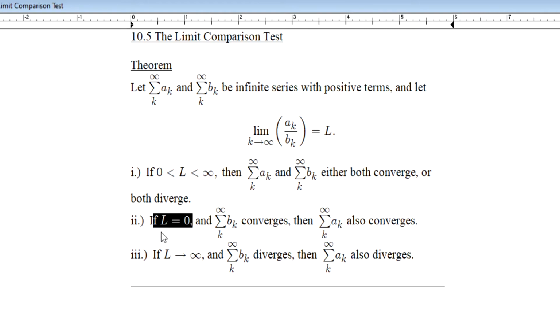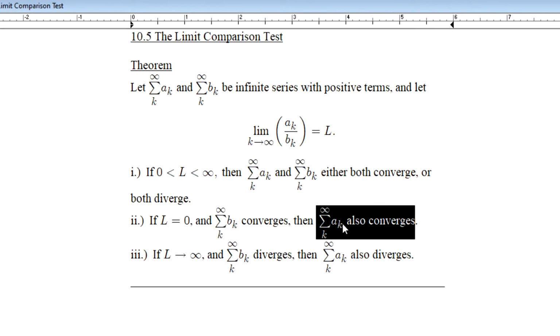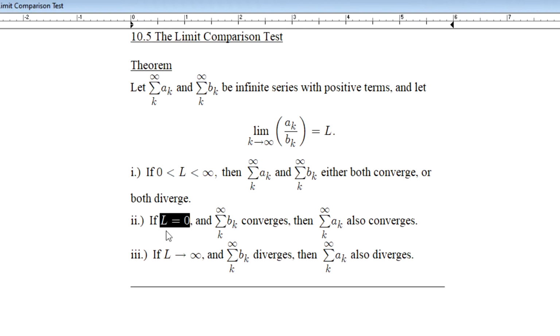The second result is for the case when you calculate this limit and it equals 0. If it equals 0 and the known series for B sub k converges, then what we're able to conclude is that the given series for A sub k is also convergent. In this particular case, it is very specific to having L equals 0 and working with a known convergent series. If you can show L equals 0 and B sub k is a convergent series, then you can show the given series is also convergent.